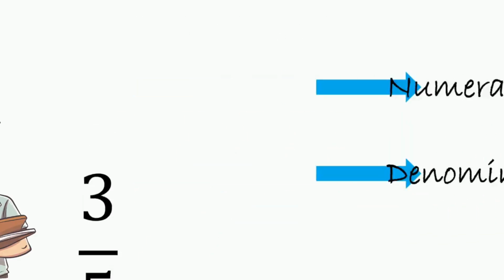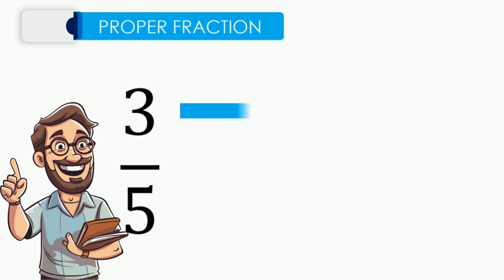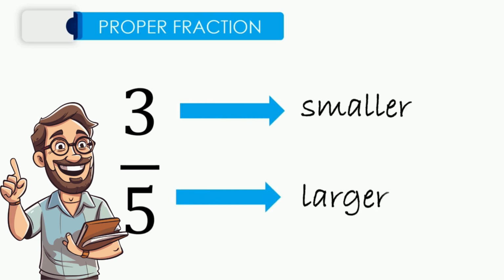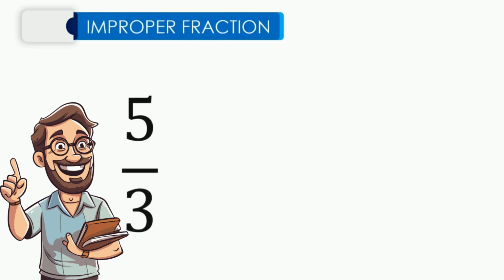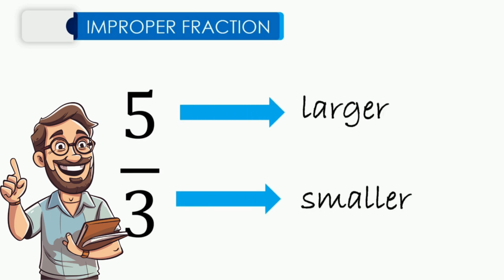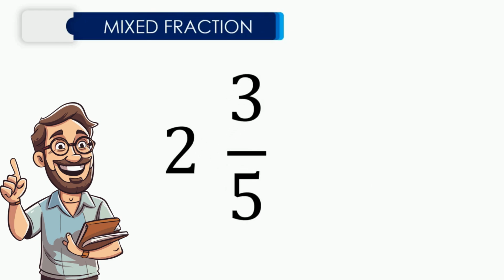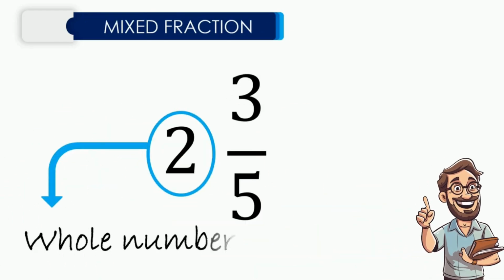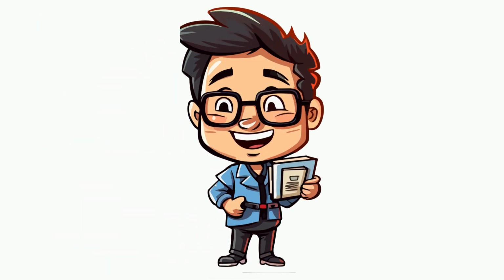denominator. A fraction is a proper fraction if the numerator is smaller than the denominator. We say that a fraction is improper if the numerator is larger than the denominator. Lastly, we say that a fraction is a mixed fraction or a mixed number if it contains a whole number and a proper fraction. Here's how to simplify a fraction.